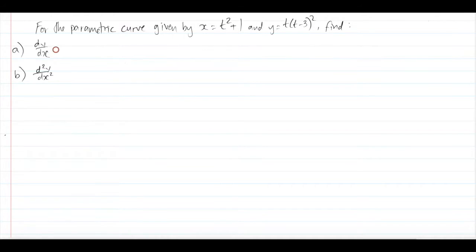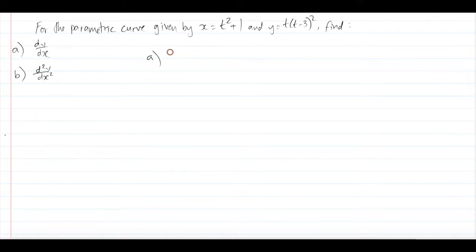The question is: for the parametric curve given by x equals t squared plus 1 and y equals t(t minus 3) squared, find part A, the gradient function dy/dx, and part B, the second derivative, or the gradient of the gradient function, d squared y over dx squared. Now this question is interesting mainly because of part B. Part A, everyone should be able to do by this point, hopefully. So let's go into part A.